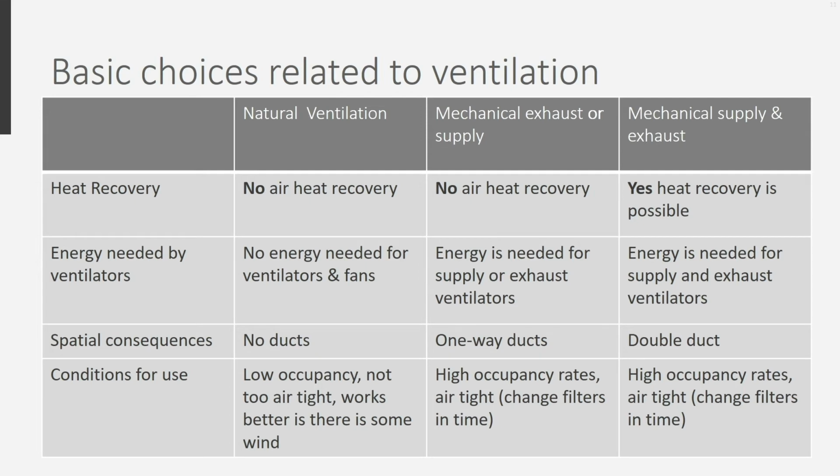If you have to decide on a ventilation system suited to your building, you could take the aspects of this slide into account. As we explained, mechanical supply and exhaust is often the most energy efficient, because it has the option to use a heat recovery system. The disadvantage is that it needs double ventilation ducts. Ducts that supply air and ducts that exhaust air. This requires a lot of space, which is an aspect that you should take into account.